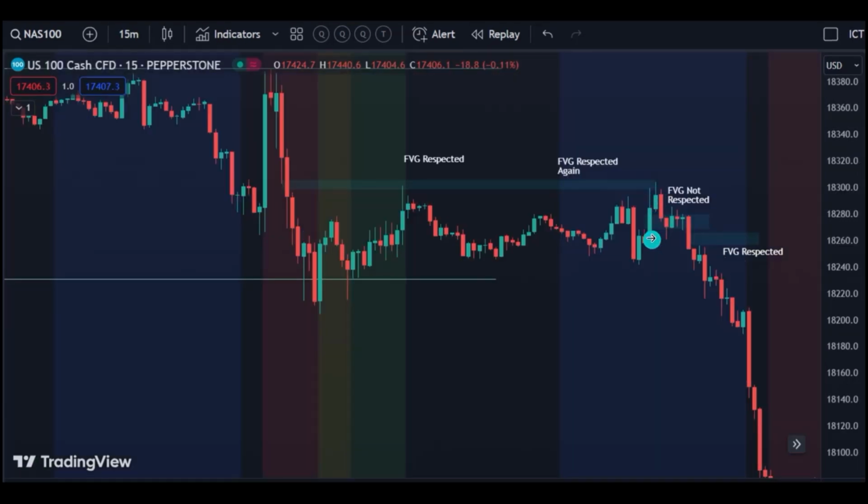This bullish fair value gap got disrespected. Price closed inside of it, closed below it, creating a bearish fair value gap that now is being respected. And you can enter around here once you see price has moved away from this fair value gap.